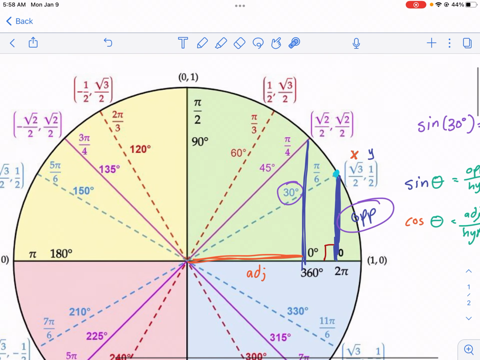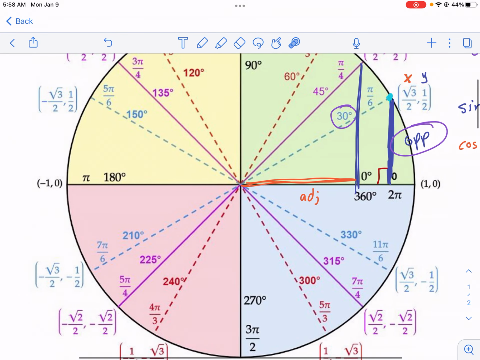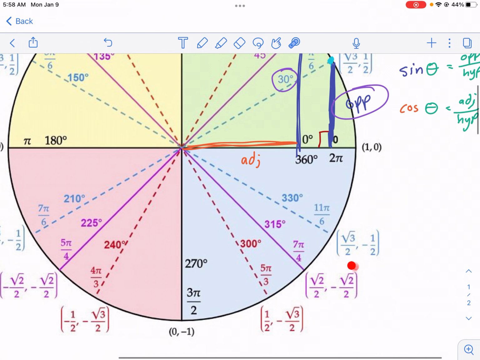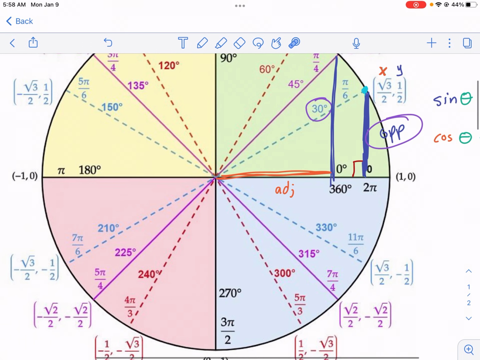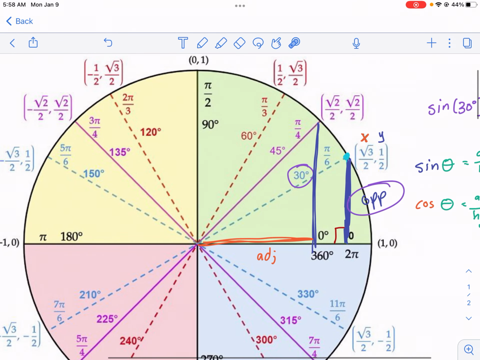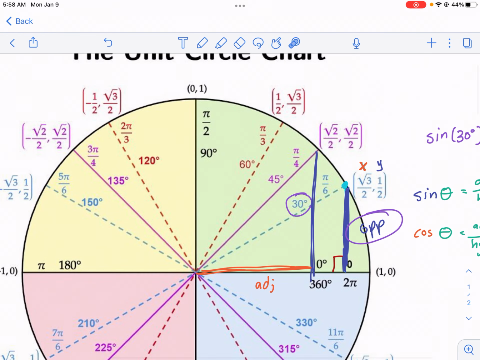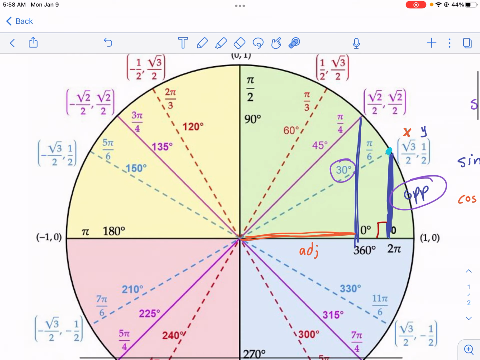And then in purple, you'll notice that these are the 45-degree reference angles. You'll see that it has pi over 4 for the radians, and you'll notice that the sine and cosine are all the same, just with a slight variation, which I'm going to talk about in just a second. And then for 60 degrees, you'll see the same thing happening.